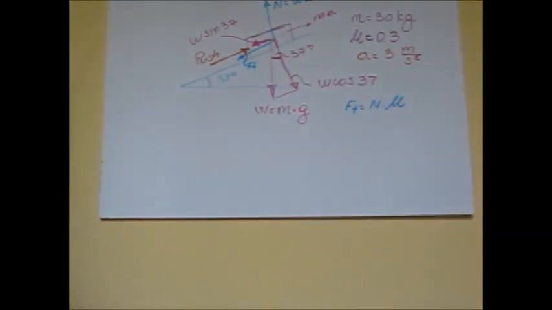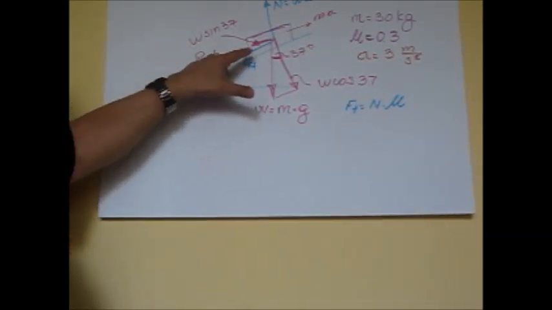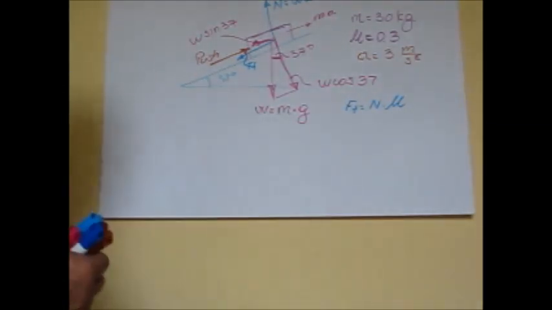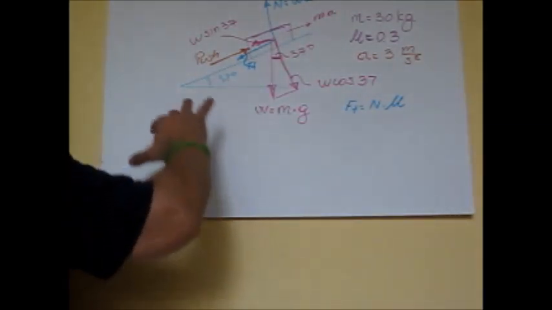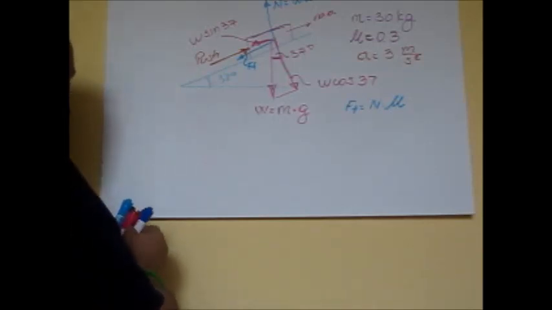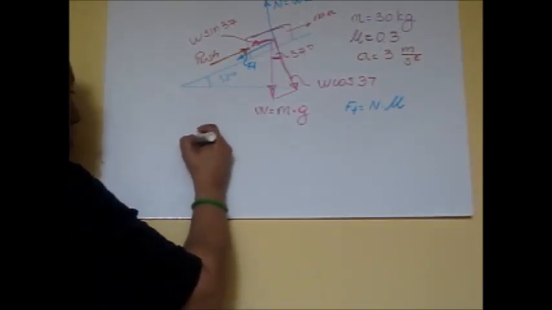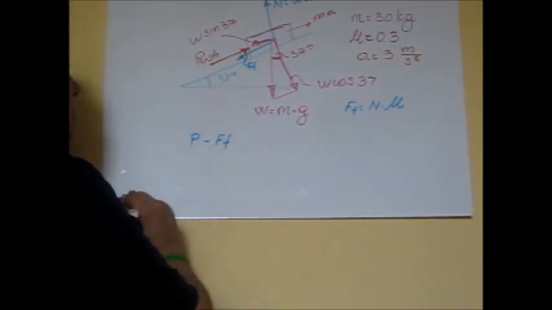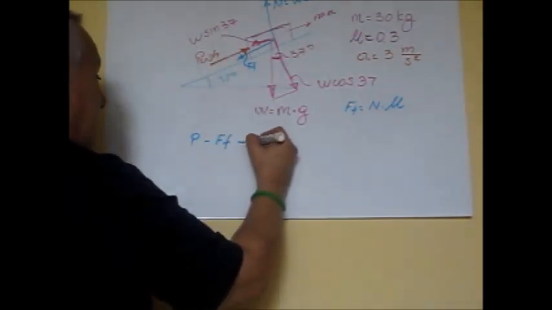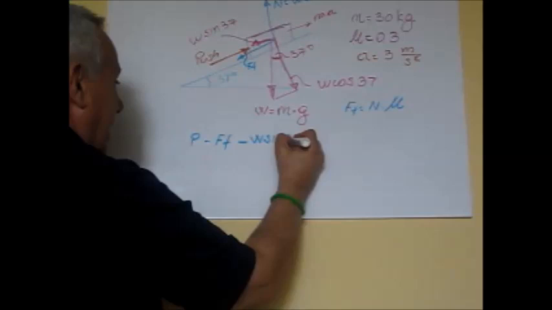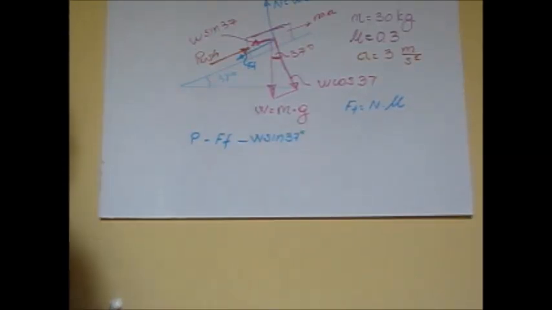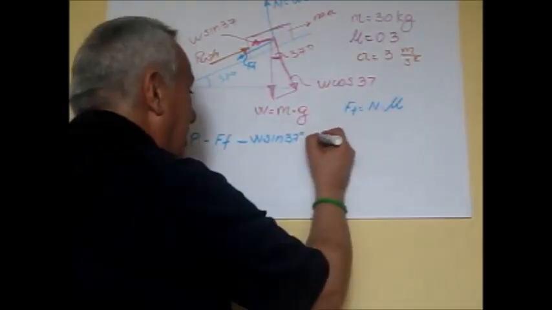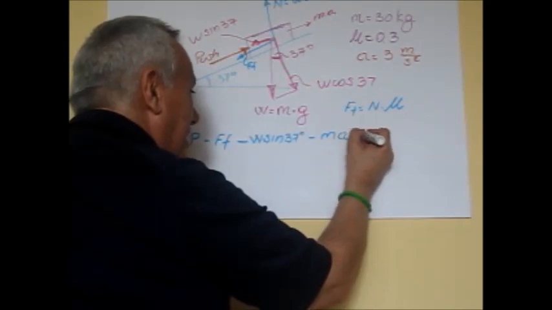So now what do I have here? I have the push force, I have this, this, and this. How do I write the equation of statics? I'm going to say push force, which we don't know, minus force of friction, minus this component, W sine 37. Now this force I'm going to add with the reverse sign: minus mass times acceleration equals 0.